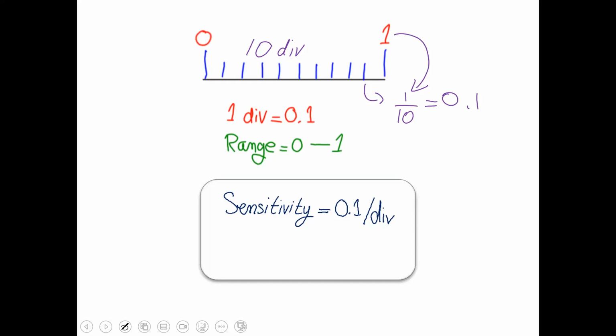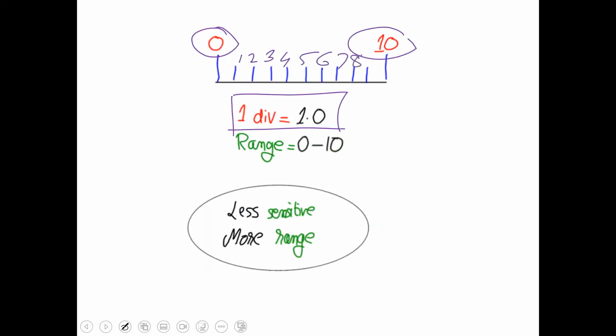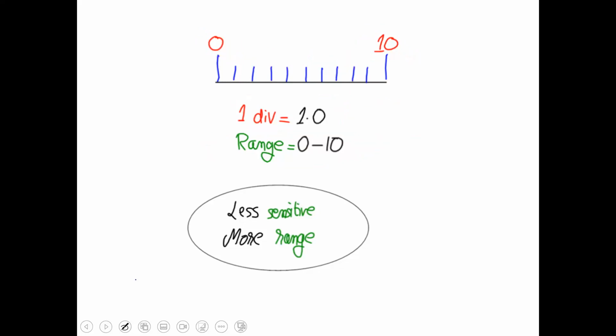Done. Okay. Now see a very important concept. Now I have changed and I have taken 0 till 10. Now one division is reading 1 because 1, 2, 3, 4, 5, 6, 7, 8, 9. So one division is reading 1. It has a range 0 till 10. So now the range has increased, but the sensitivity has decreased. So now you have to copy this screen, this example.